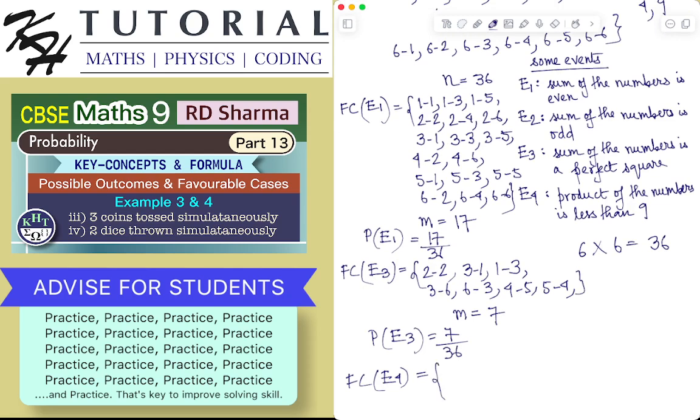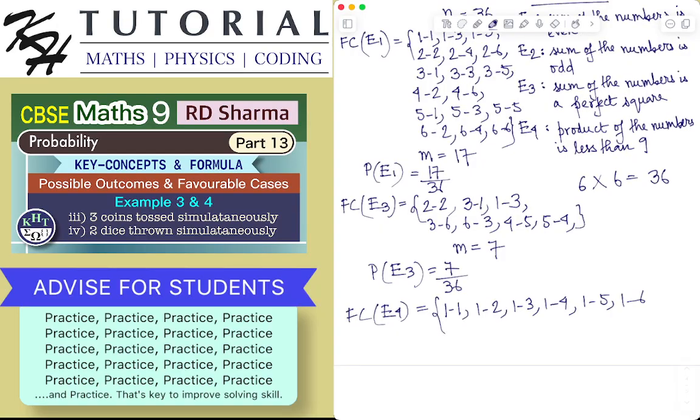If I consider the number showing up in the first die is 1, then I can have 1 1, 1 2, 1 3, 1 4, 1 5, 1 6. I can also have 2 1, 3 1, 4 1, 5 1 and 6 1.